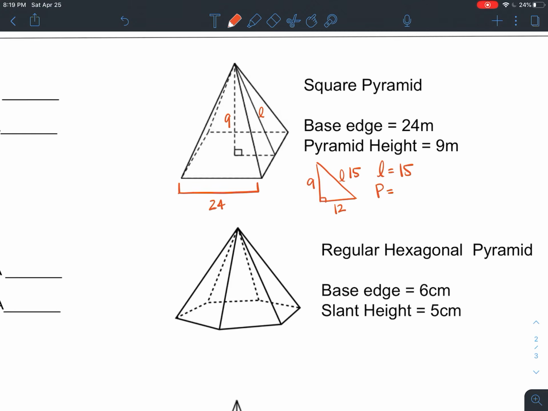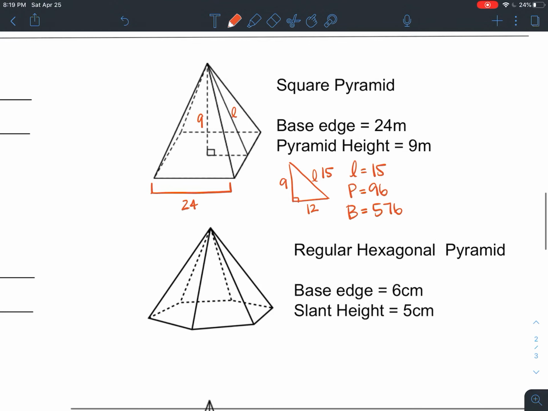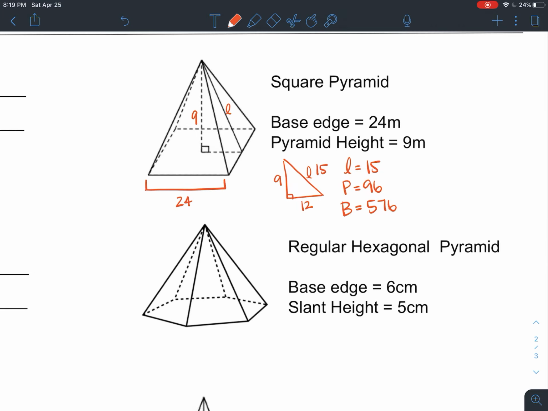I need the perimeter of my base, which will be 24 times 4. Just double checking, which will give me 96. And the area of my base will be 24 times 24, which is 576. And now we're ready to plug it into our formula. So 1/2 PL plus B. I have 1/2 of 96 times the slant of 15 plus the base of 576.